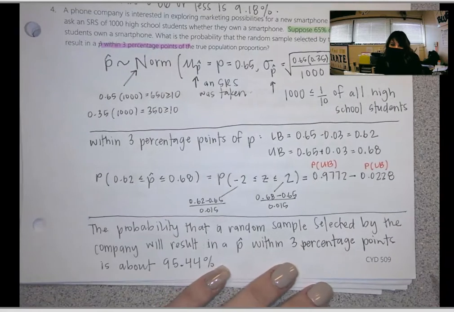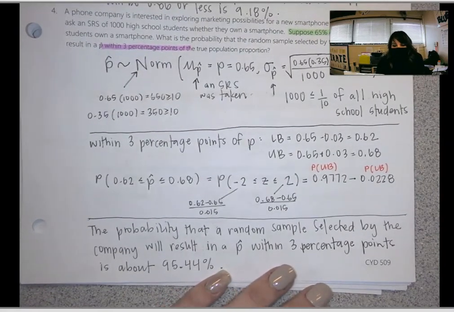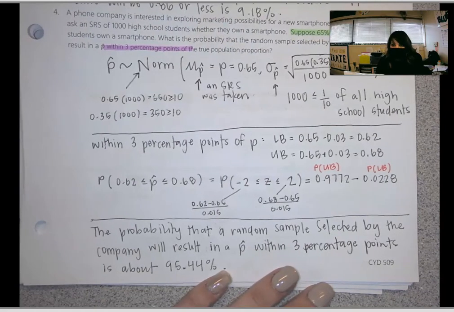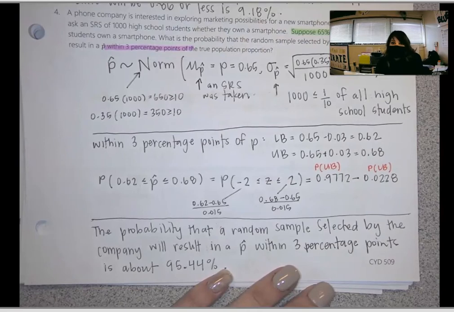Okay, so then we formalize our statement. The probability that a random sample selected by the company will result in a p-hat within 3 percentage points is about 95%. So the chances are very high that we will be within 3 percentage points of the true value anytime we take a random sample.